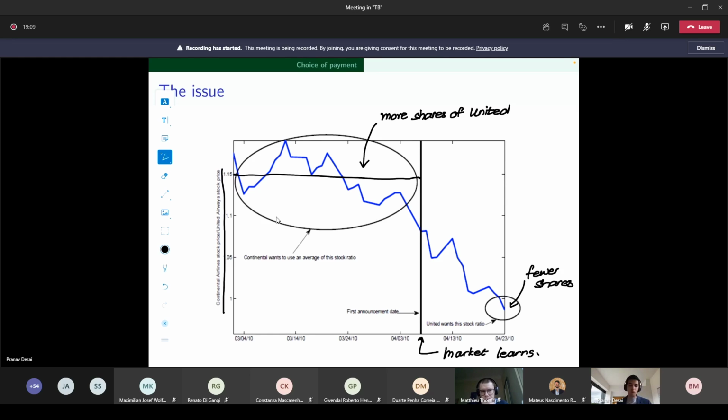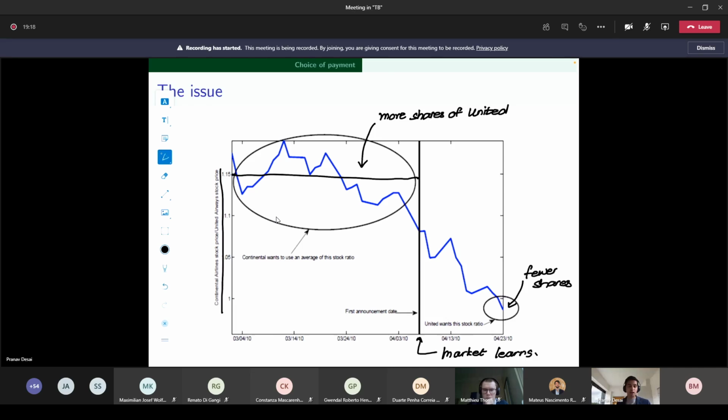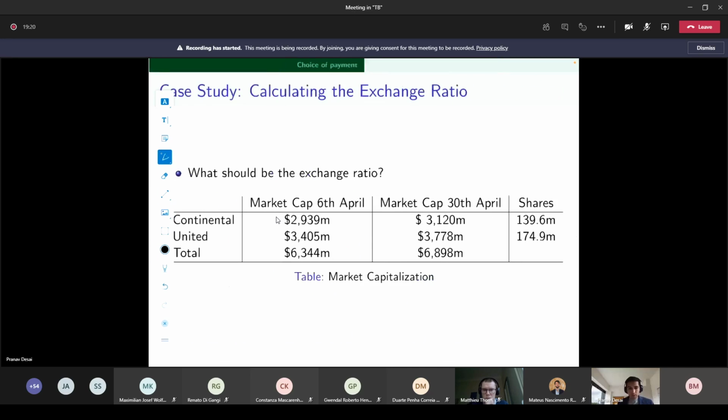Now, what we are going to do is perform an exchange ratio exercise, which is going to be very similar to the exercises that you will have to do during your exam. So the big question over here is what should be the exchange ratio?